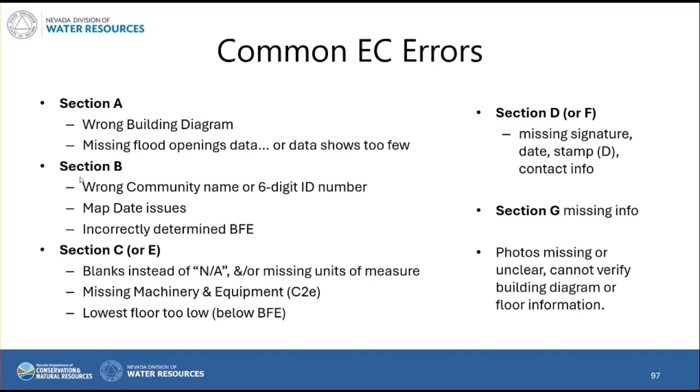Section C or E of the form, where we're collecting either surveyed elevations or measurements about a building's floors. Remember, don't leave blanks in the form. If there's nothing to measure, put NA, because in those sections, 0 means 0 feet above sea level, and that's by and large not going to be accurate. So put NA if there's nothing to measure.